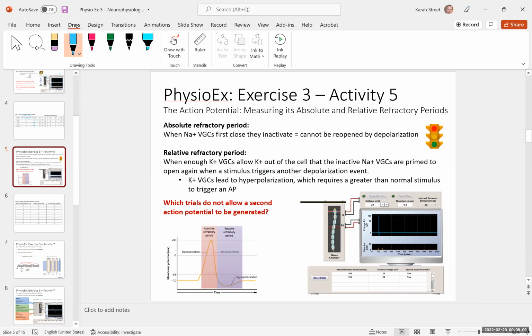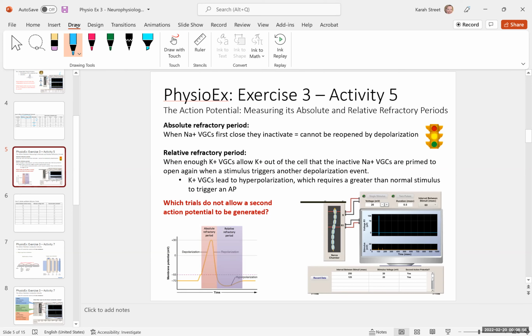Activity 5. This is where we were now trying to assess absolute versus relative refractory period. These are two terms that are discussed in great detail in your lecture material. Absolute refractory period, strictly defined, means no amount of stimulus, no matter how great, can generate an action potential again. That means that threshold and reaching threshold, the threshold bar is set infinitely high. No amount of stimulus can reach it. This ensures that action potentials do not build on each other.